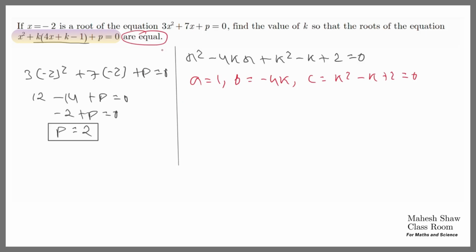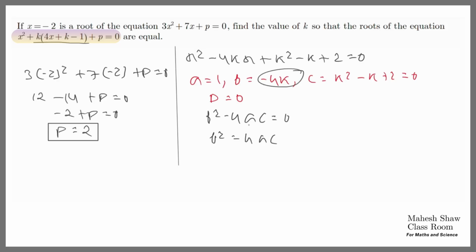Now it says that it has equal roots. That means for equal roots D is equal to 0. So D can be replaced with b square minus 4ac. So we have b square minus 4ac equals 0. We may even write this as b square is equal to 4ac.